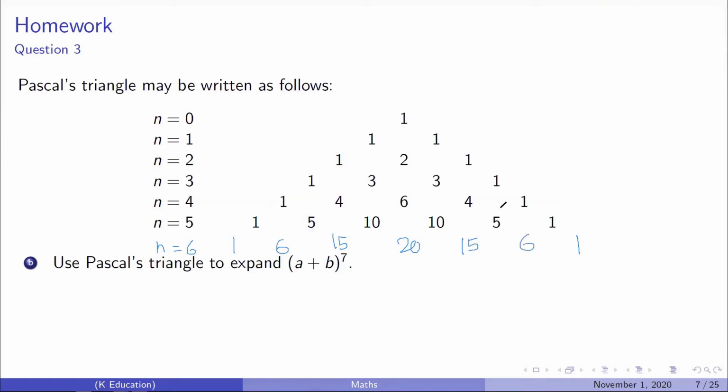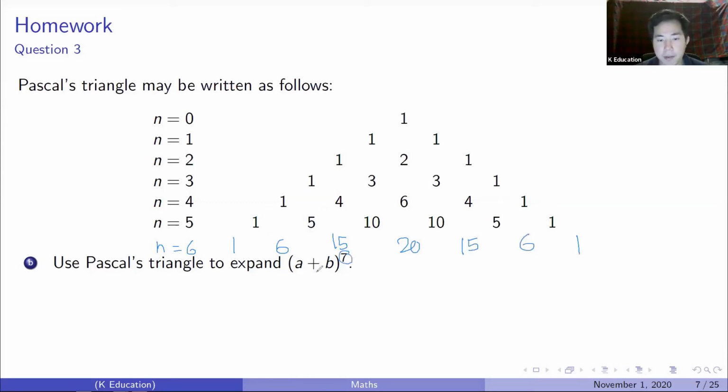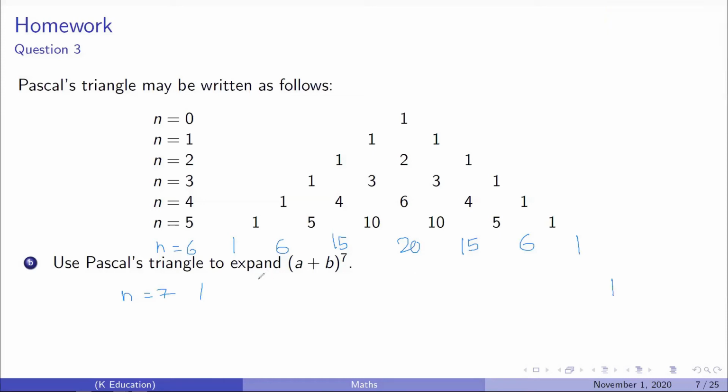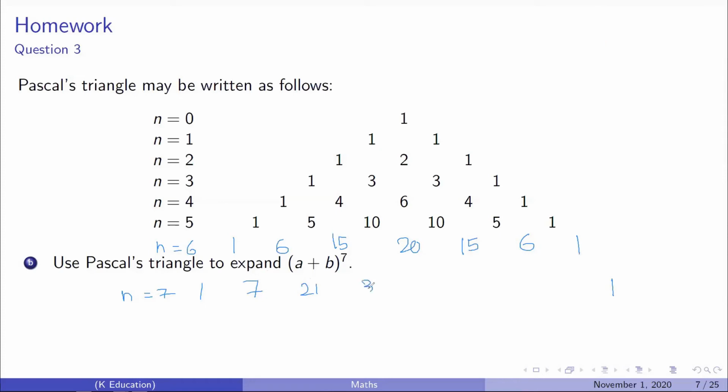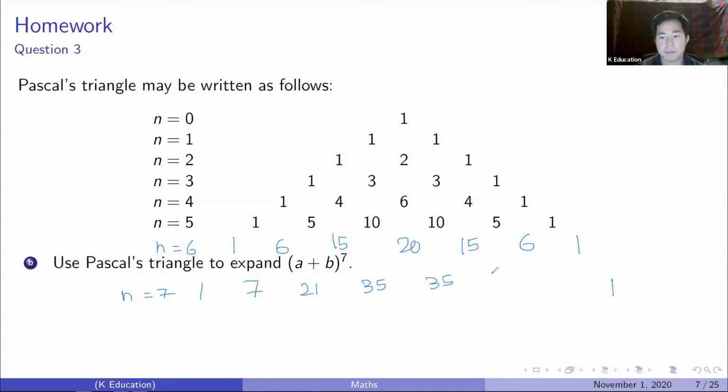Now, because I'm looking at the power of 7, I want the n equals 7 row. So I need to do one more. It starts in 1 and ends in 1. What goes in the middle? 7. 21. 35. 35. Yep. 21.